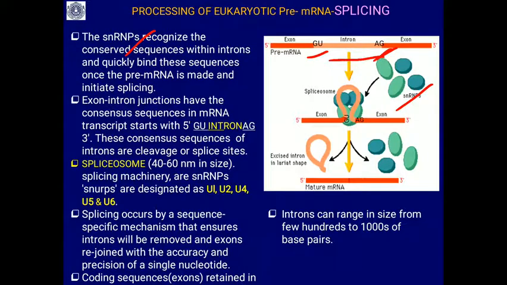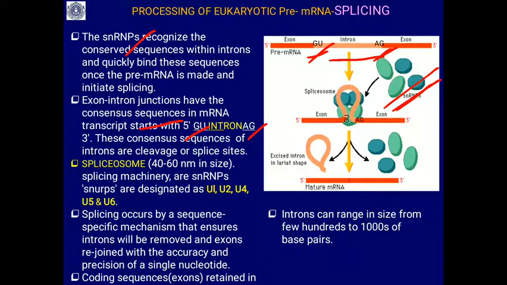So these are the recognition sites for these proteins, the small nuclear ribonucleoproteins. They recognize these; you can see the exon and intron junction has the consensus sequence in the mRNA transcript. At the 5' end is GU, then the intron, and it ends with AG. These consensus sequences of introns are the cleavage or splice sites. They are recognized by these proteins, which are involved in splicing, forming the spliceosomes.